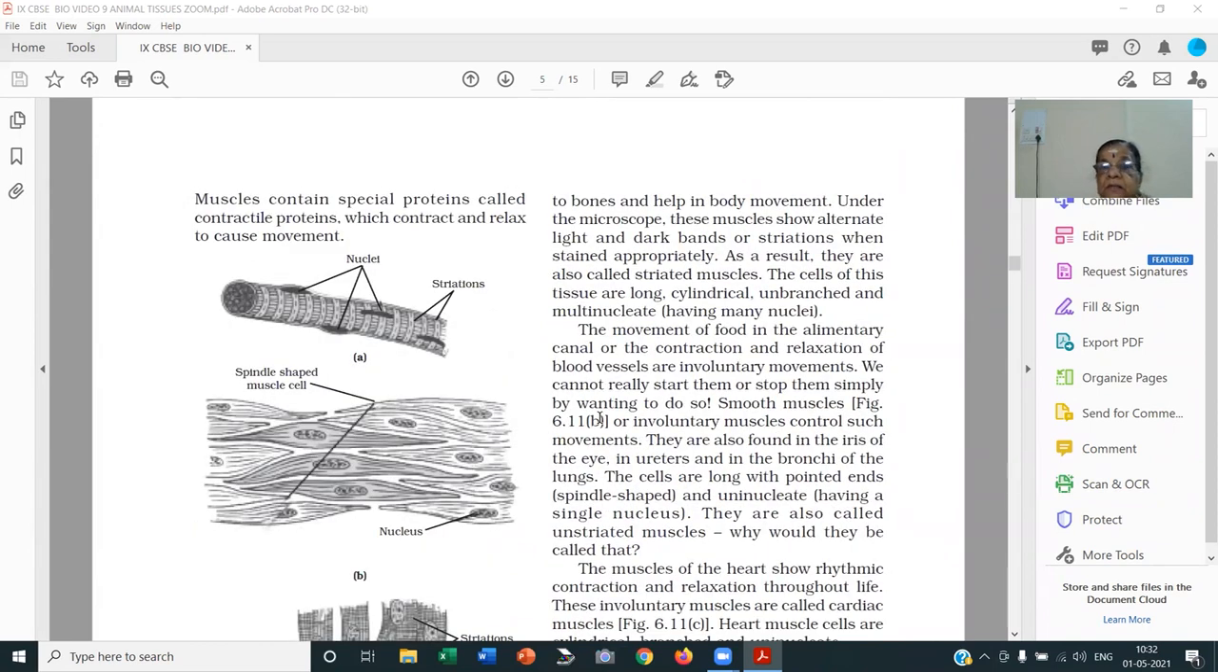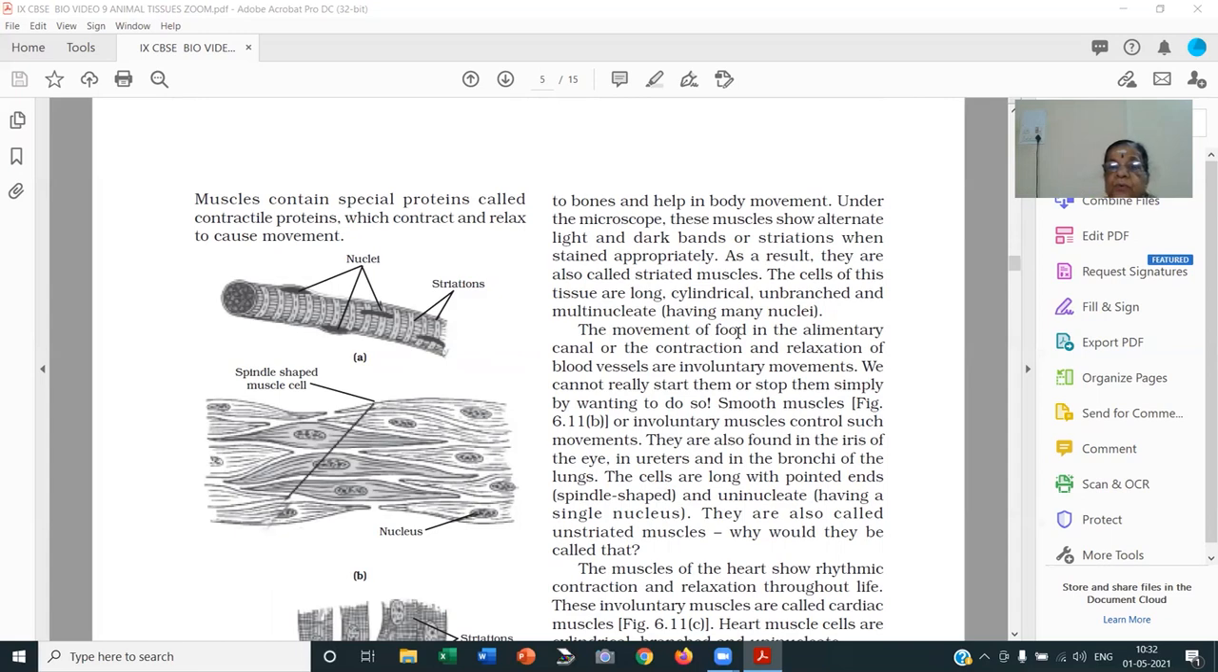Then they have striation, so they are also called striated muscles. The cells of this tissue are long, cylindrical, unbranched, and multinucleate, having many nuclei.